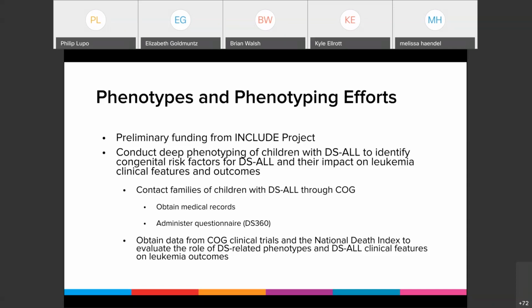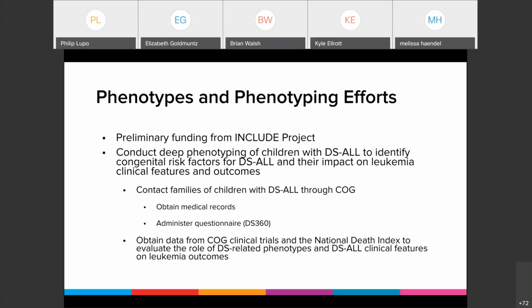So our goal, in conjunction with the sequencing efforts that are ongoing as part of our X01, is to conduct deep phenotyping of children with Down syndrome ALL to identify congenital risk factors for DS-ALL, and also to see if there's an impact on clinical features as well as outcomes. There are actually wonderful mechanisms available through COG to recontact these individuals. And then through that process, we can obtain medical records.